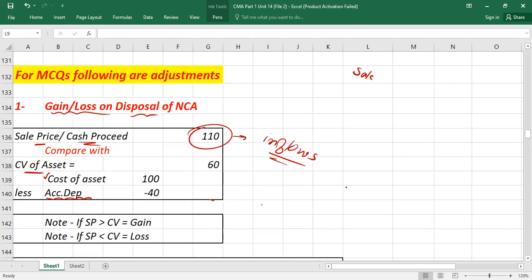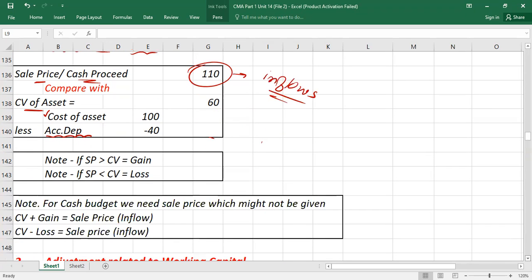But in your exam question, he may not give you the sale price or the cash proceed directly. So what he will tell you, please just take a quick note. If your selling price is greater than carrying value, it is a gain. If selling price is less than carrying value, it is a loss. But for your cash budget, this is what we need. Selling price we need as a cash proceed, as an inflow.